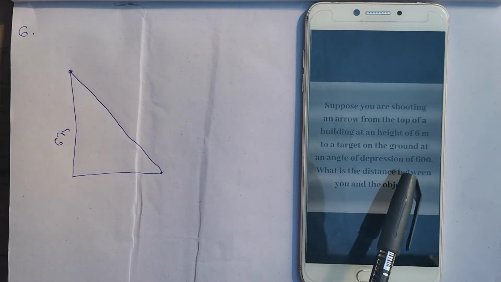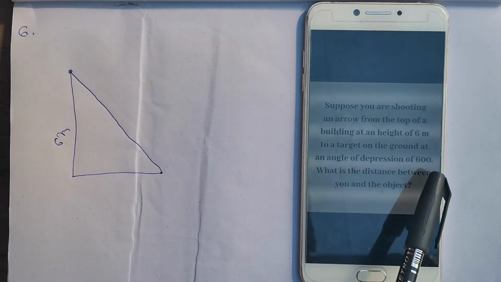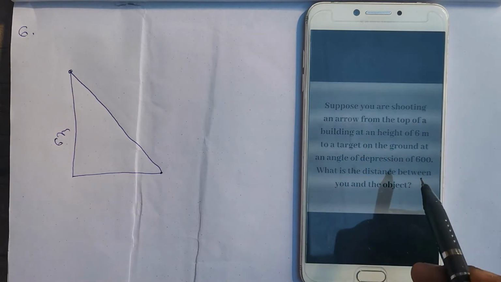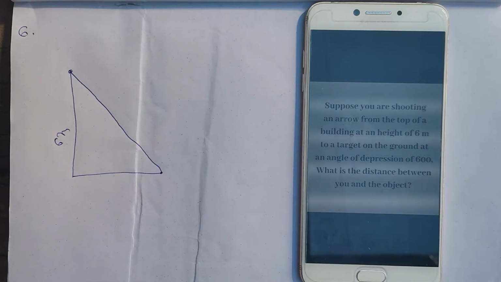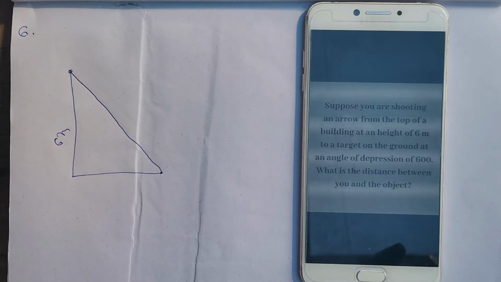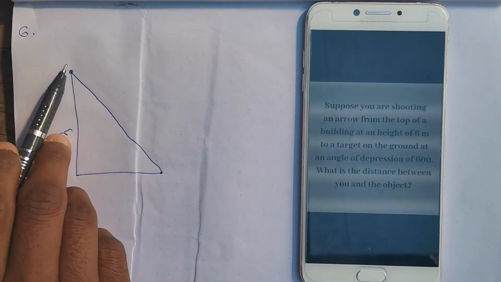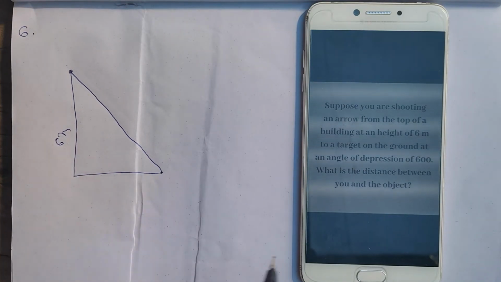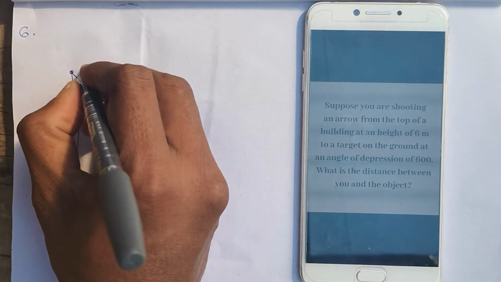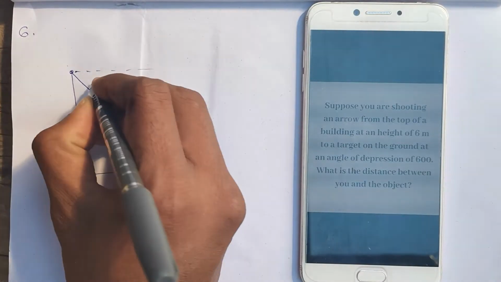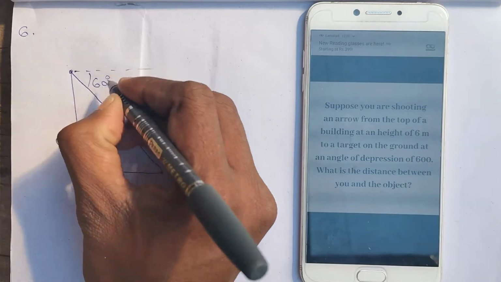at an angle of depression of 60 degrees. Sorry, it is not 600, it is 60 degrees. So till now 5 problems we did based on angle of elevation. Here from top to bottom, so angle of depression of 60 degrees. So that's why make an angle here. This will become 60 degrees.